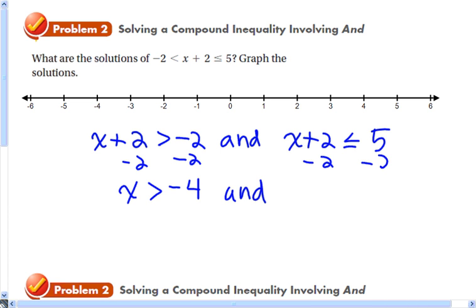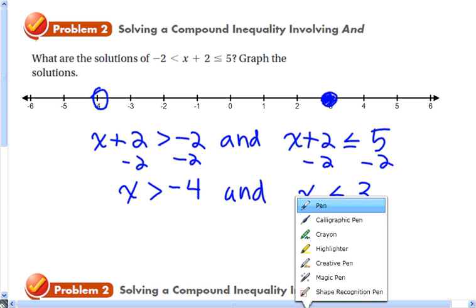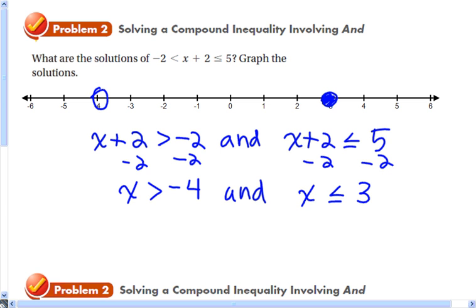And if we subtract 2 from the other side, we get x is less than or equal to 3. And then if we graph that, since our inequality does not include -4, I'm going to put an open circle at -4. It does include 3, so I'm going to put a solid dot at 3. And then the points that solve both of these are the points that are in between, so I'm going to highlight those numbers in between.